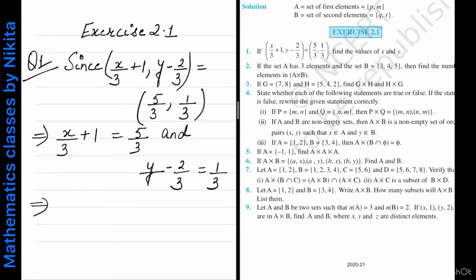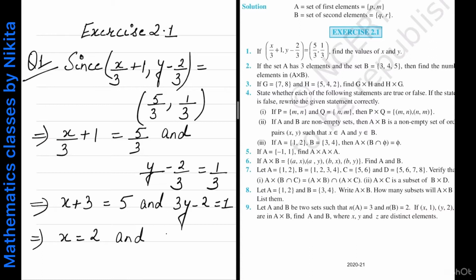So therefore I will get x plus 3 is equal to 5, because I can cancel out 3 from the denominators, and 3y minus 2 is equal to 1. So I will get x is equal to 2 and y is equal to 3 by 3, which is equal to 1. So x is 2 and y is equal to 1.